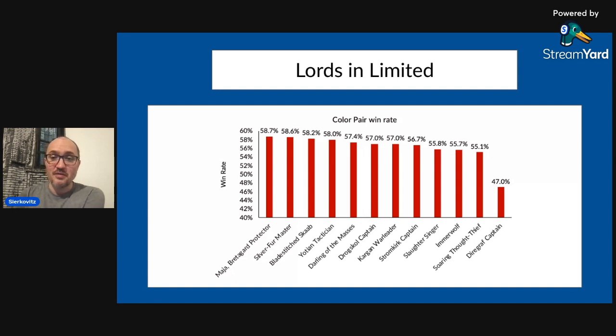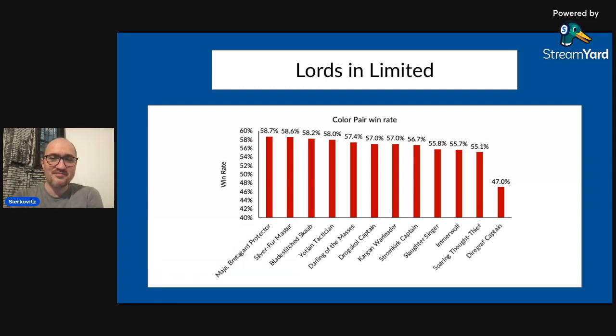And even if you go a bit lower, Droxcall Captain 57, Kargan War Leader, the warrior tribal lords from Zendikar Rising, 57 as well. And then we have like Stromkirk Captain from Ser from the first week, 56.7. And then we have slightly lower like Slaughter Singer from 1, Immerwolf from Ser, and Soaring Thought Thief 55.1. These are more or less like tier 2 or 3 of the lords.